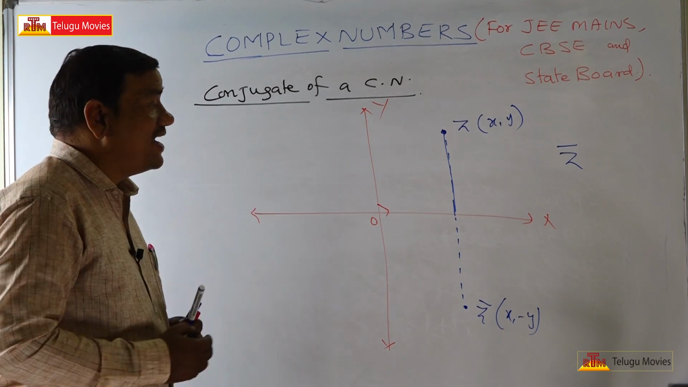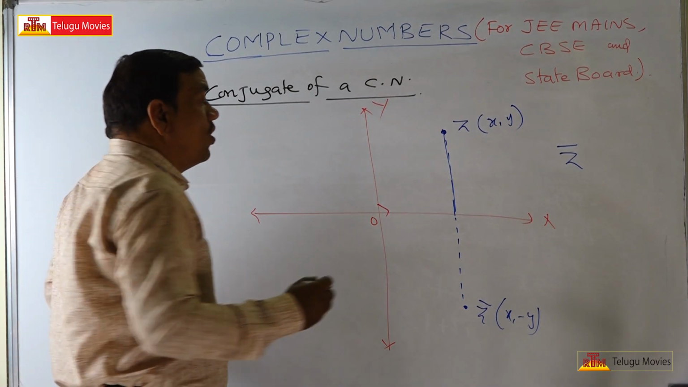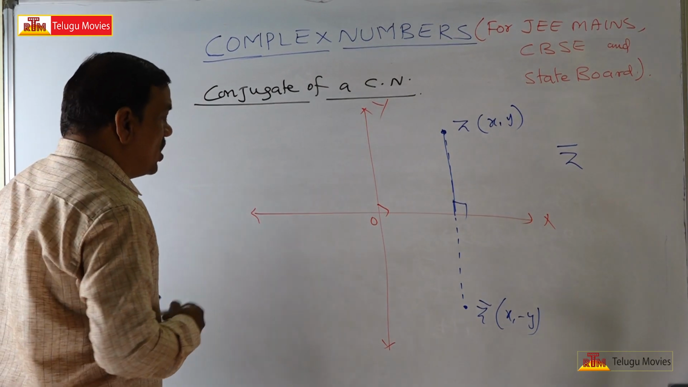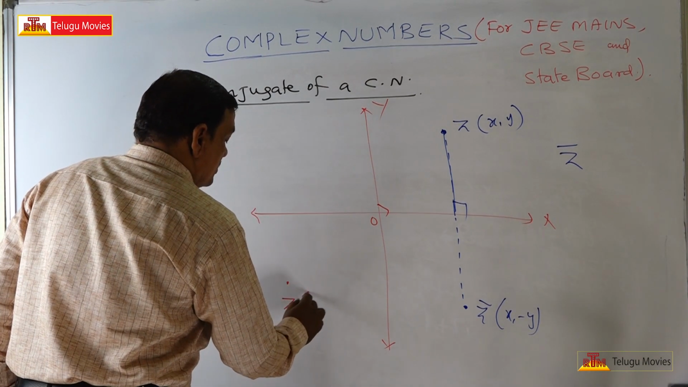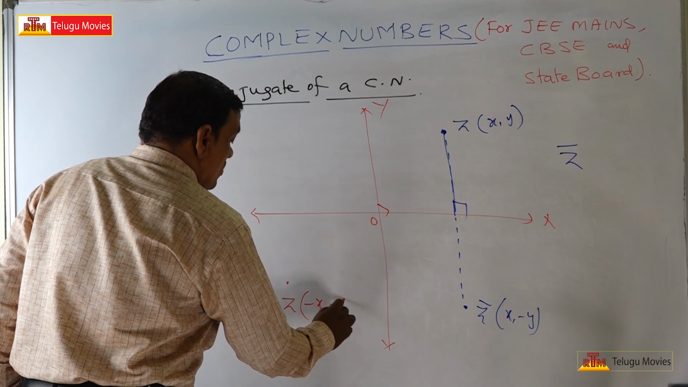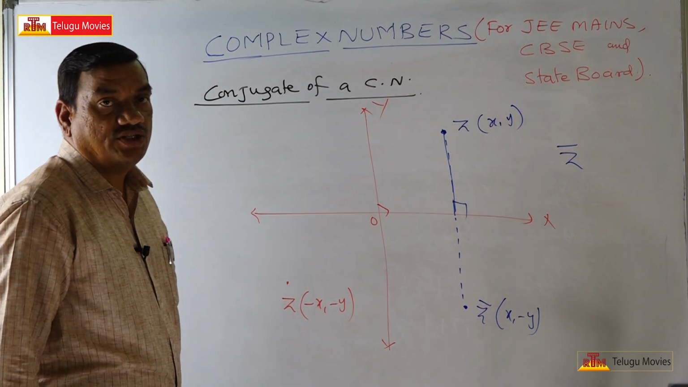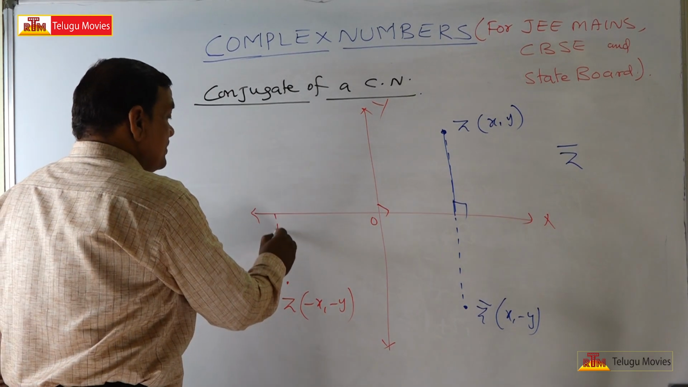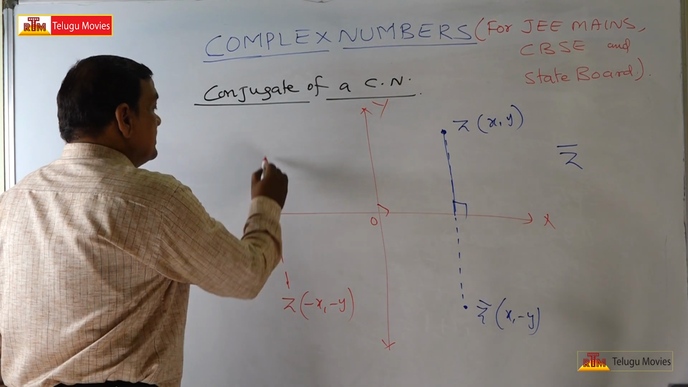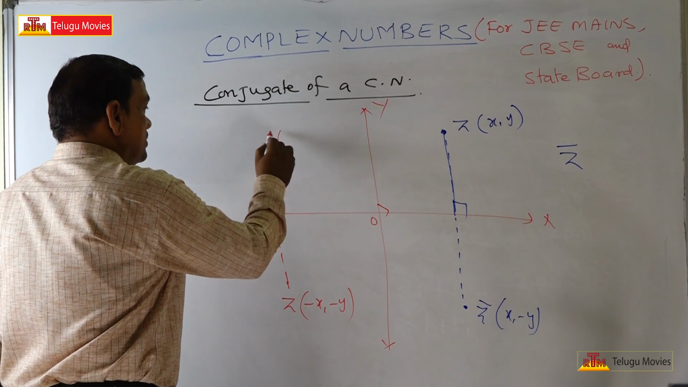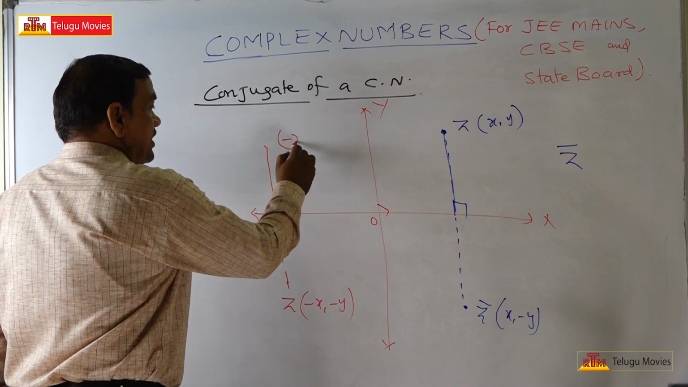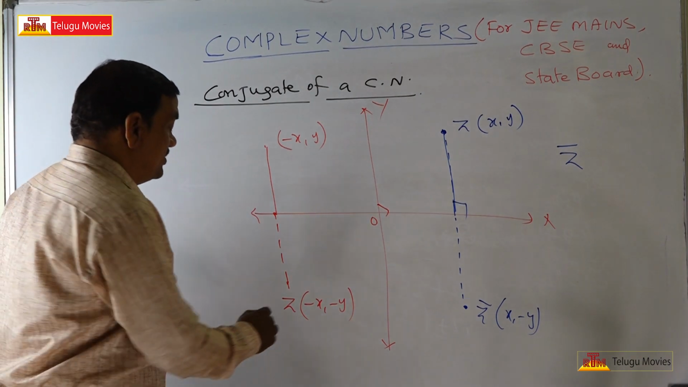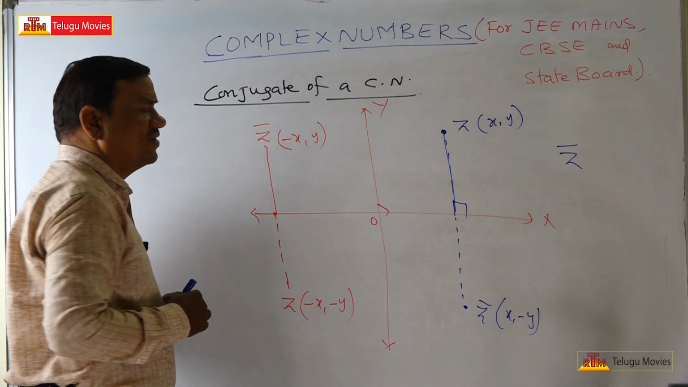Wherever the number is, take its image with respect to the x axis. For example, your number is here, in the third quadrant. So z is equal to -x, -y. What is its image with respect to the x axis? It will be here. So this is x is -2, y is +2. Understand? If it is z, then this is z bar.